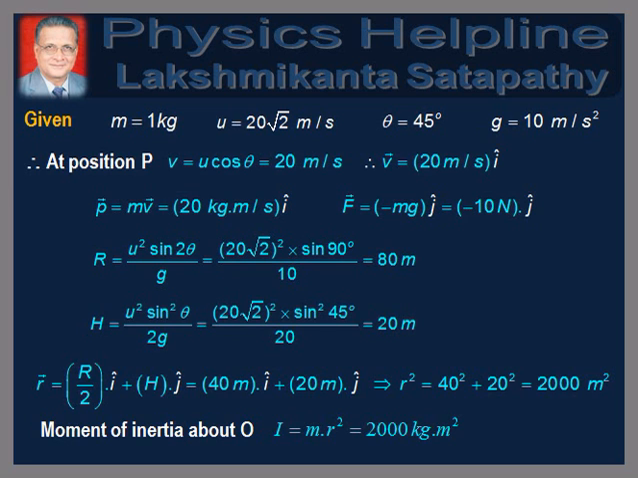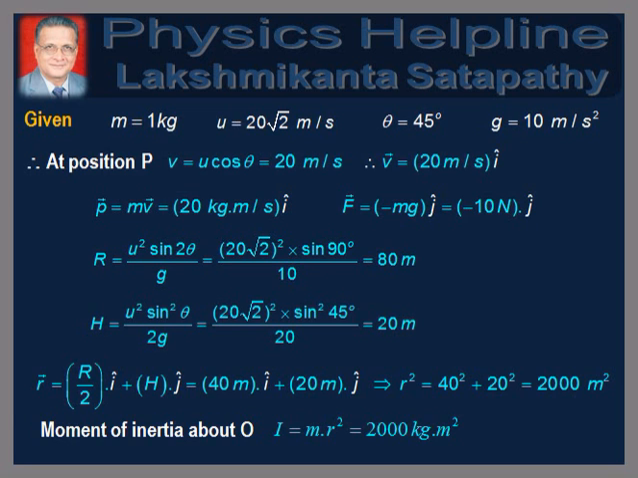Similarly, maximum height is equal to u square sine square theta divided by 2g. Putting the values and simplifying, we get h is equal to 20 meters. Now, the position vector of the particle at P is r is equal to R by 2 into i cap plus h into j cap.